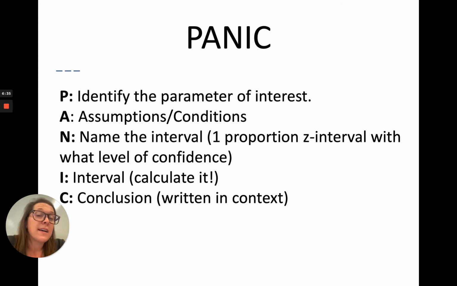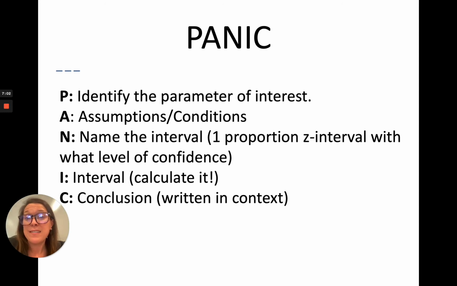Whenever you are asked to do a confidence interval, please PANIC every time. This is an acronym to help you memorize the steps. P: identify your parameter of interest. Our parameters are either going to be p or mu. In this case, since we're doing proportions, it's going to be p, the true proportion of Hershey Kisses landing on the flat side.